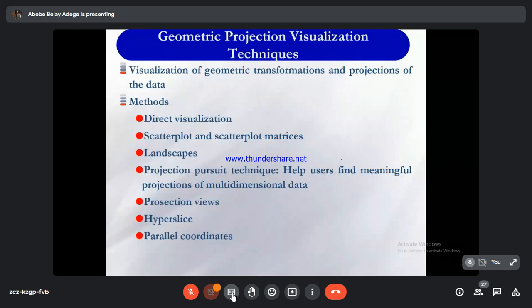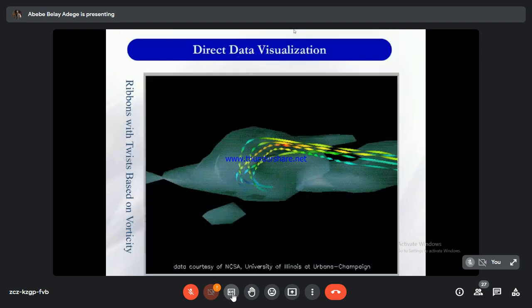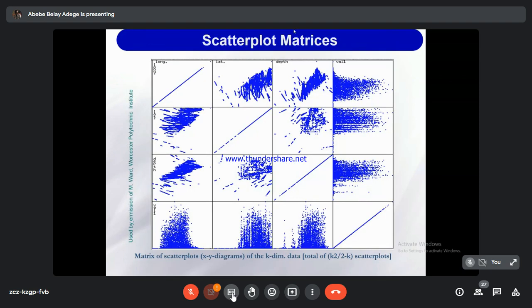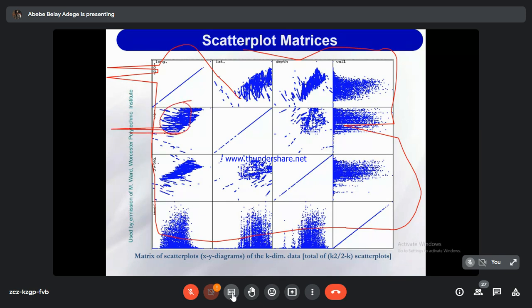And the other one is geometric projection visualization. This method is used for presenting the images for the users, or for visualization purposes. Direct data visualization, and there is a scatter plot. This is a very common data visualization, and it has been happening in my work. It is also about how the data is distributed.